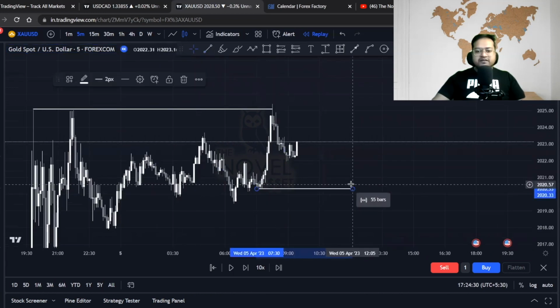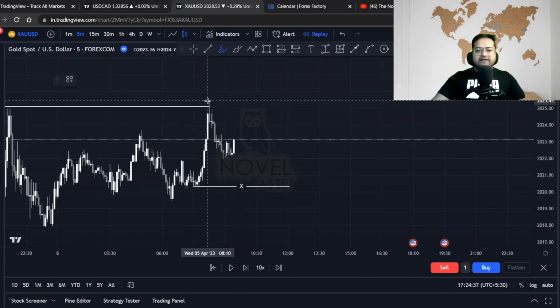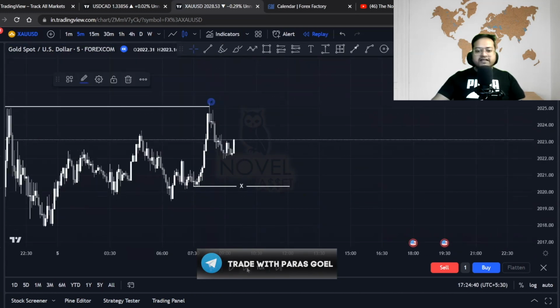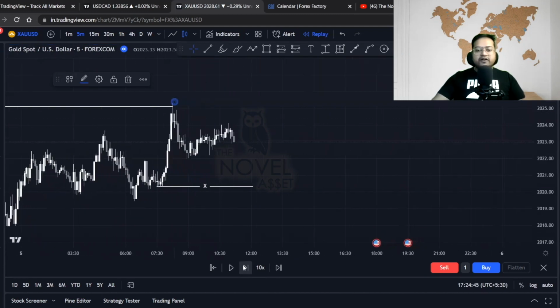So if the price comes back and takes out this support level, that means this is an inducement in the market and this high will be confirmed as a higher high in the market. So let's see if it is able to take it out or not, or if it continues to make a new higher high in the market before taking out the liquidity.